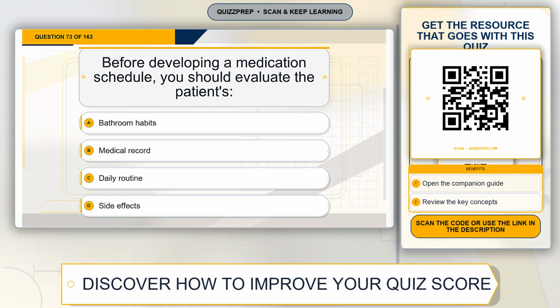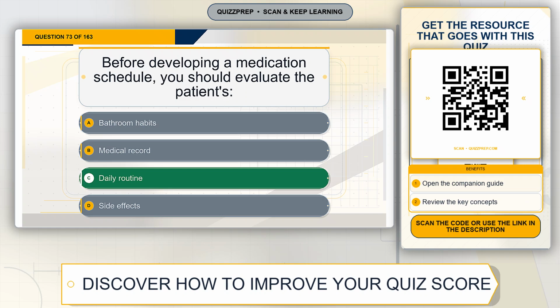Question 73. Before developing a medication schedule, you should evaluate the patient's. Option A, bathroom habits. Option B, medical record. Option C, daily routine. Option D, side effects. The correct answer is option C, daily routine. Explanation.